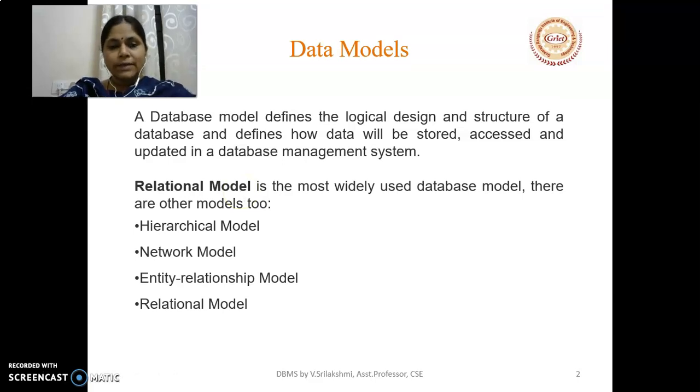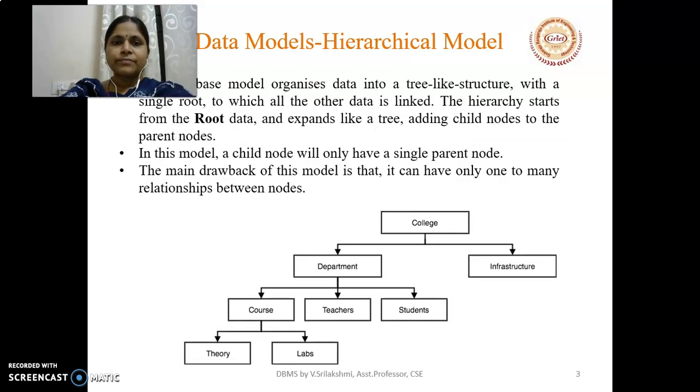A database model is something like an overall view it is giving to the database. It is something like the designing part, we can say. So first I will be introducing the hierarchical model.